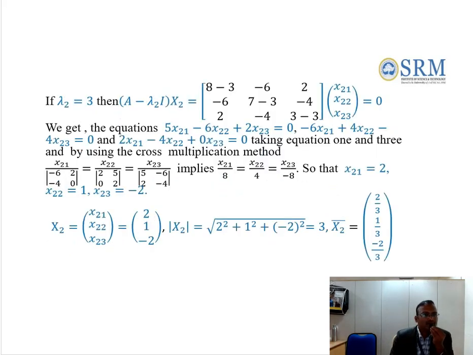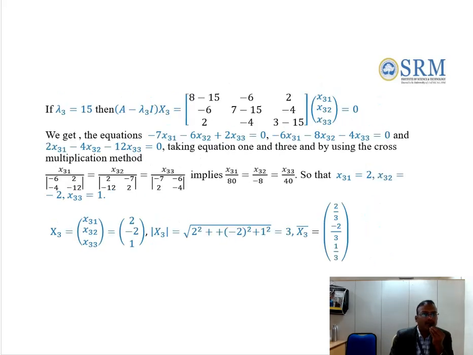Similarly, for lambda 2 equal to 3, we get three distinct equations: 5x21 minus 6x22 plus 2x23 equal to 0, and the second and third equations. By taking the first two distinct equations and using the cross multiplication method, we get x21 equal to 2, x22 equal to 1, and x23 equal to minus 2. That is, the second vector x2 equal to (2, 1, minus 2), and its length is equal to 3. Therefore, the normalized eigenvector x2 bar equal to (2 by 3, 1 by 3, minus 2 by 3).